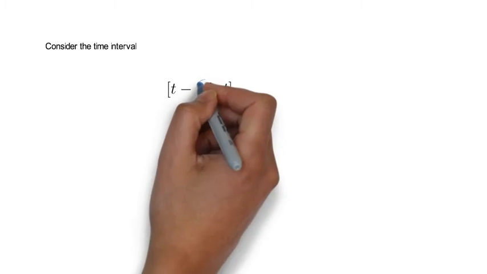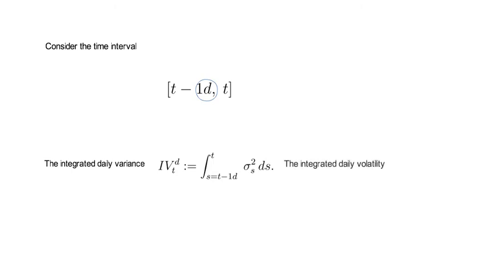Let's consider the time interval t minus 1 day up to t, which is one trading day. So the full trading day is represented here by the time interval 1d, where d stands for day. Now, the integrated daily variance, denoted as IVD, is defined as follows. You simply take the integral of sigma_s squared ds from s going from t minus 1 day up to t. Now, if you want the integrated daily volatility, you simply take the square root of that last expression.